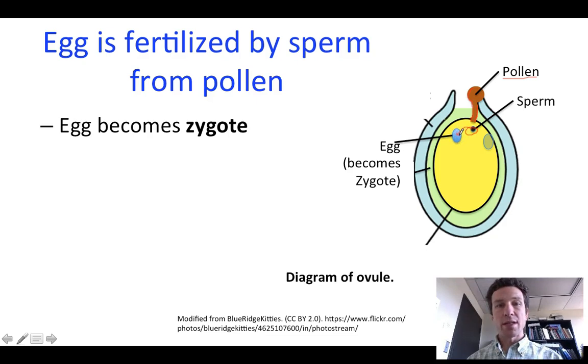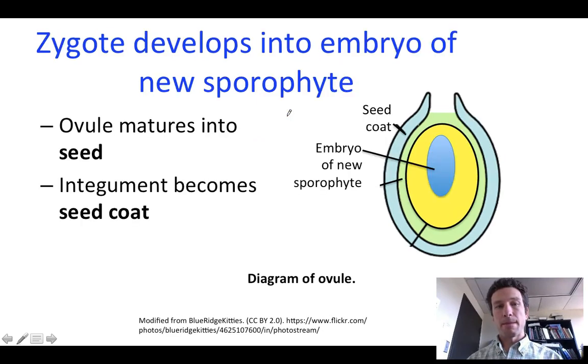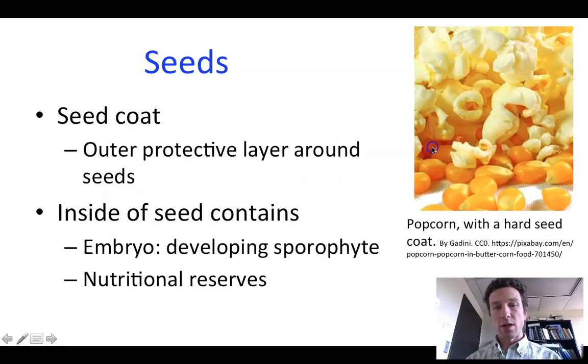And once fertilized, the egg becomes a zygote. Remember, the zygote is now diploid, or 2N. That diploid zygote is then going to divide by mitosis and form an embryo. So the embryo is the immature diploid phase. That's pictured here.